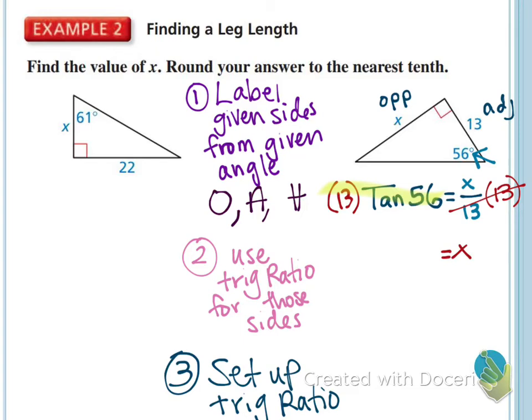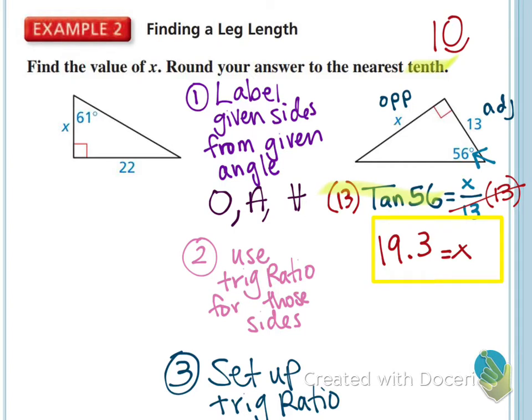13 times tangent of 56. 13 times tangent of 56. And then you hit enter. We're going to round to the nearest tenth, like the directions say. How many zeros does a 10 have? One, so you go one place. So what did we get as x? 19.3, because 2.7. Did anybody not get this in their calculator?